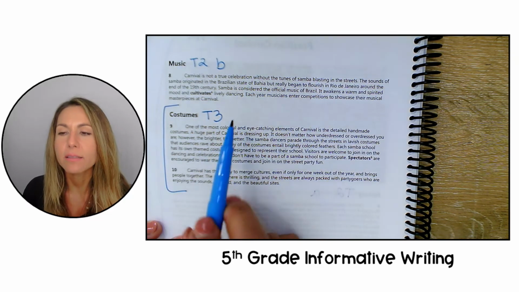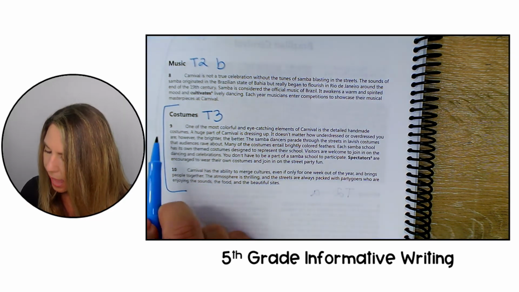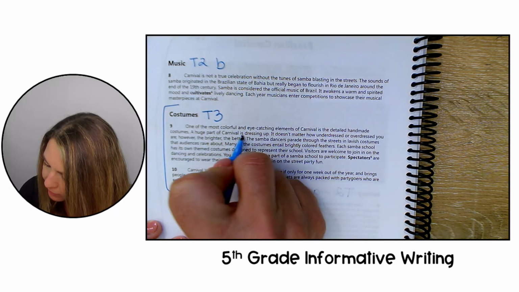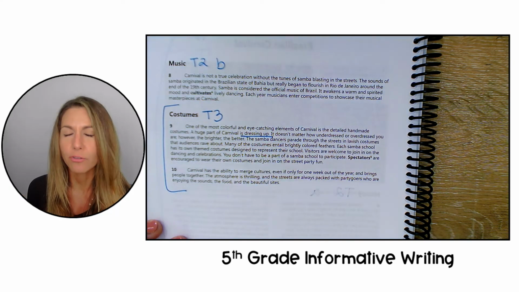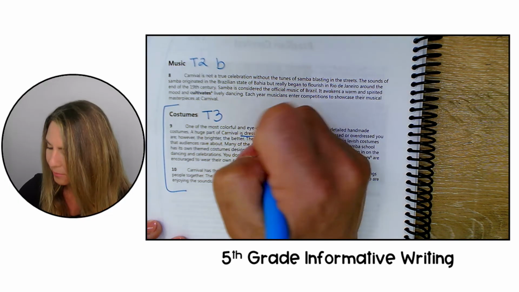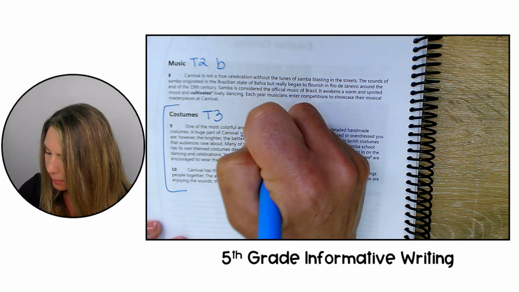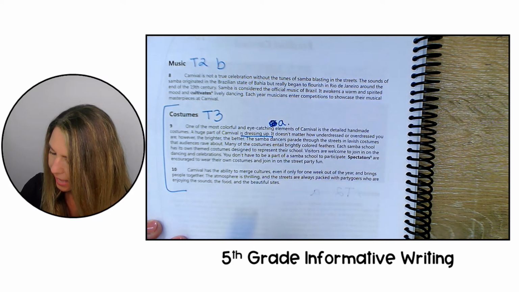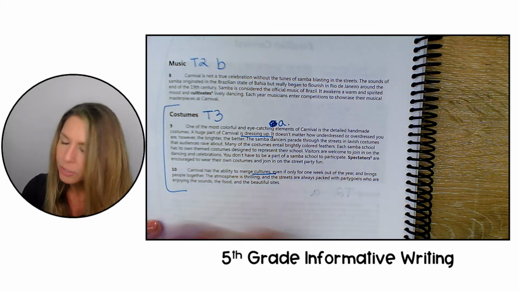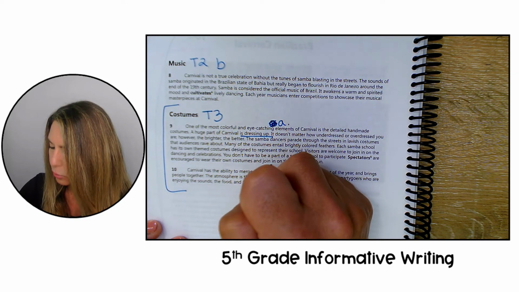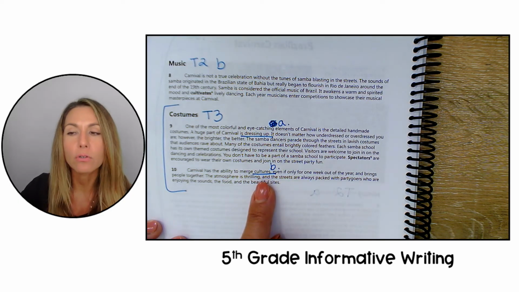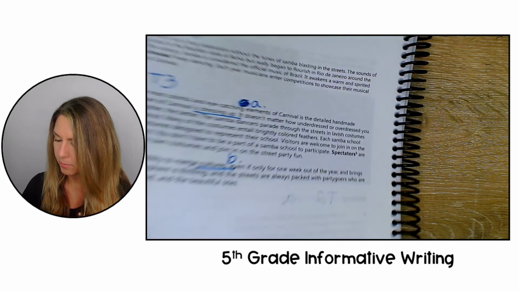So when I go back to this section on costumes, I notice that paragraph 9, when I skim through it, is all about how the people of Carnival dress up. Or excuse me, the people of Brazil dress up. So I think I will make this my A subtopic. And I notice that paragraph 10 is all about how dressing up helps to represent the cultures of Brazil. So I'm going to make cultures my B subtopic.